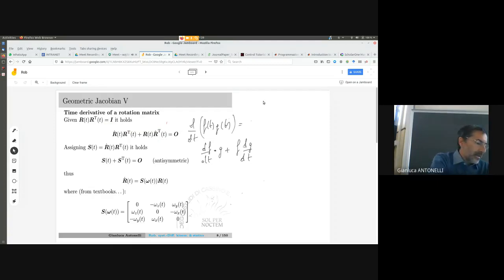If I reverted it and said, for example, that I don't want f here, I can put it here because it is a scalar, and the result is the same. With matrices, we cannot move around the matrices. So this is the time derivative, and of course the right hand side of the equation is zero because the time derivative of a constant, of the identity matrix, is zero.